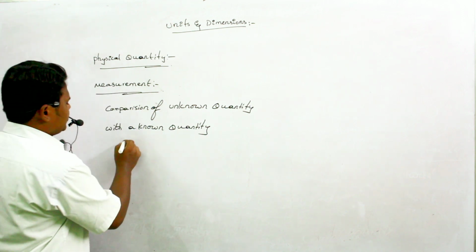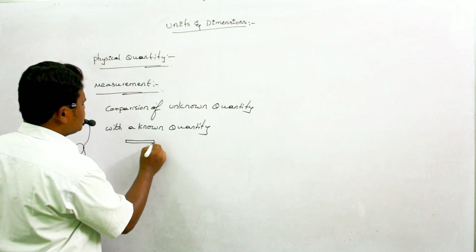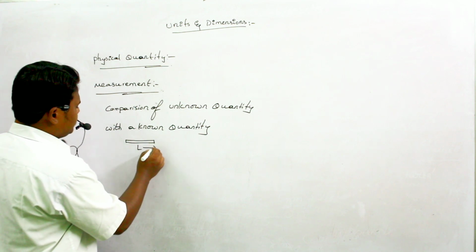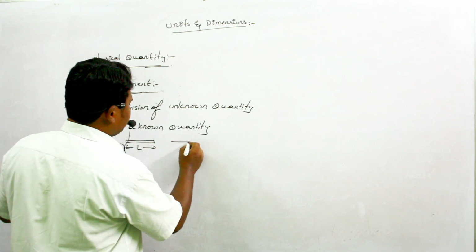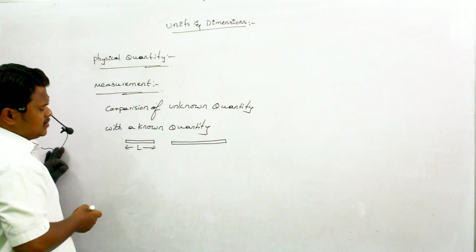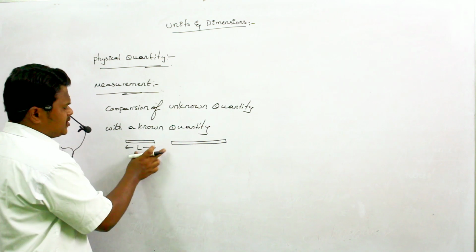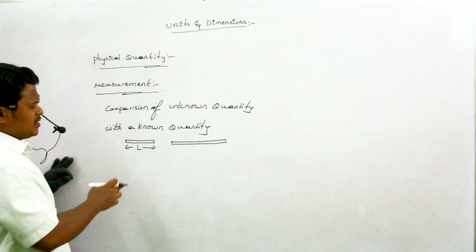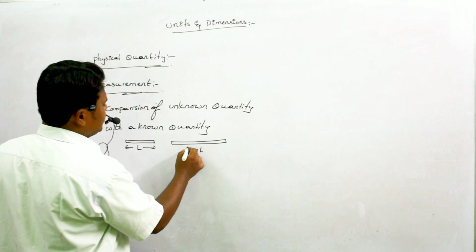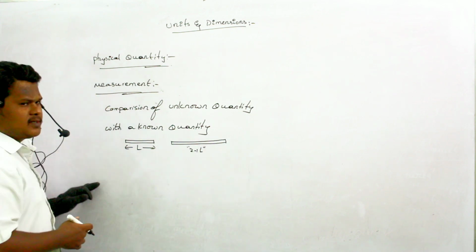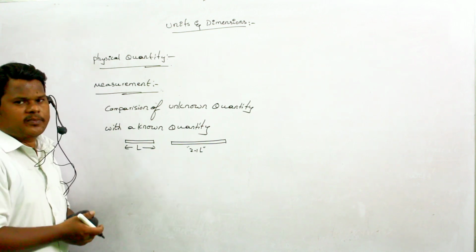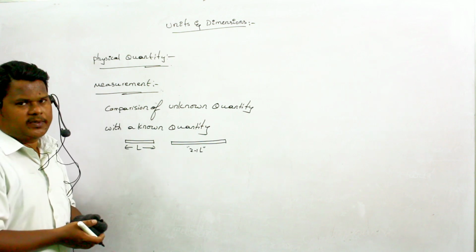For example, here I have a scale or any long rod whose length is L. And if I take another long rod whose length is unknown, then what I do is try to compare these two lengths of these rods. If I get that this length is equal to 2.1 L, then this comparison we can call measurement. So this is called measurement.